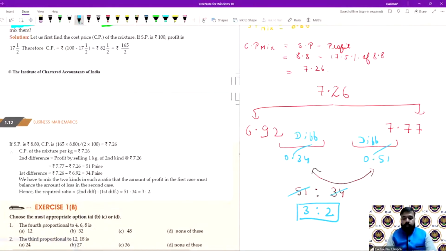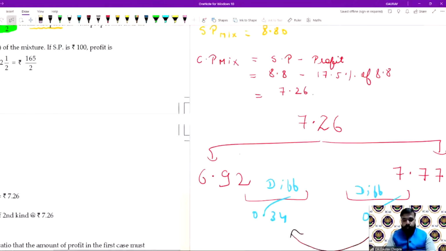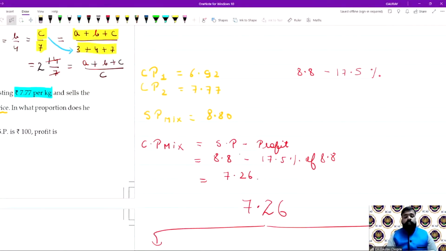All right, so let us repeat this. See, in the question, what was given? Cost price 6.92 of the first tea. Cost price of the second tea is 7.77. And the selling price of the mixture is 8.8. So first of all, we have computed the cost price of the mixture. How to calculate the cost? Selling price minus profit. Selling price is 8.8, profit is 17.5%. After subtraction, we are getting 7.26. This is the cost price.